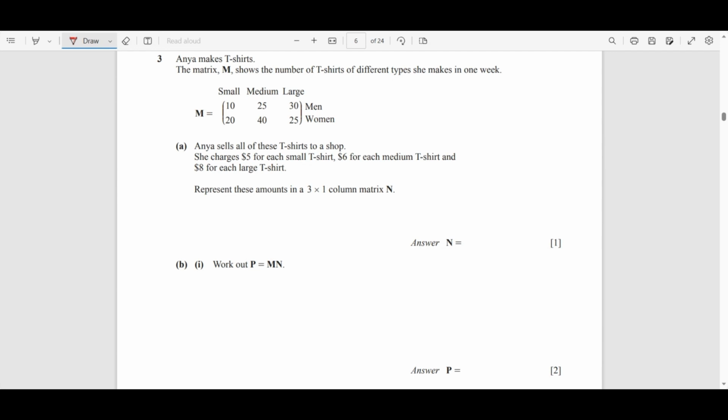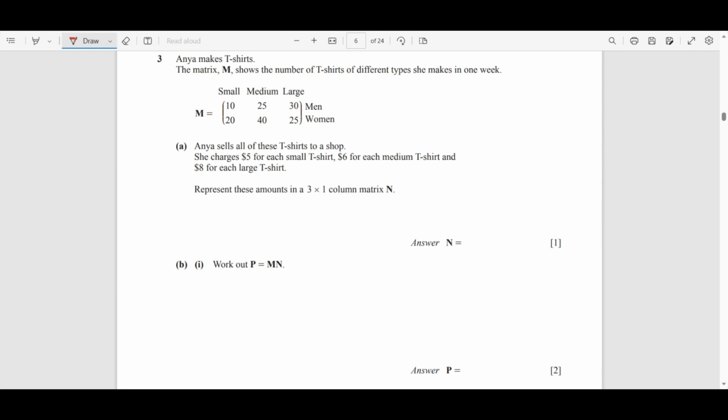She makes 10 small t-shirts for men and 20 small t-shirts for women, and she makes 25 medium t-shirts for men and 40 medium t-shirts for women, and 30 large t-shirts for men and 25 large t-shirts for women, right? This is how we understand this matrix, right?